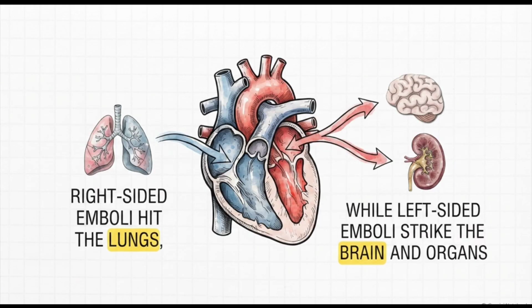And the horrific geography of this biological shrapnel depends entirely on where the vegetation is based in the heart. If the bacteria set up camp on the right side, the emboli are pumped straight into the lungs, which means you're looking at pulmonary embolisms and lung abscesses. But if the vegetation is on the left side of the heart, so the mitral or aortic valves, that infected shrapnel gets fired out into the systemic circulation. That causes devastating strokes in the brain or massive infarcts in organs like the spleen and kidneys.